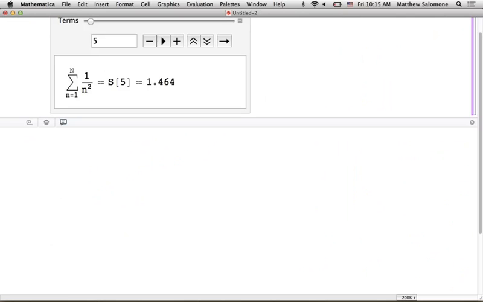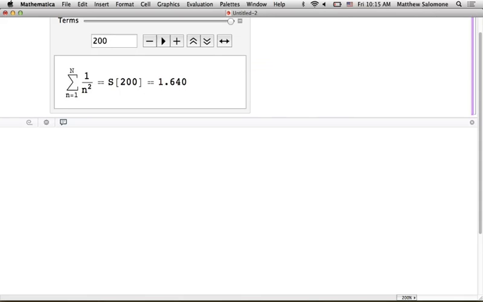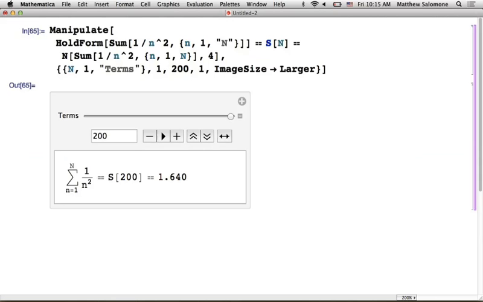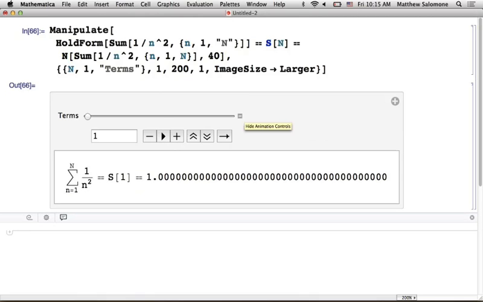Let's hit the fast forward button here and see what happens. Oh, I kind of wish it stopped at the end here. It sort of dilly-dallies around a little bit, but eventually it seems like it settles down to 1.64 or so. Let's do it with a little more precision. So we're looking at 3 decimal places here. Let's get nuts. Let's do 40 decimal places. And we'll see if we get any different result here. So hit the play button.